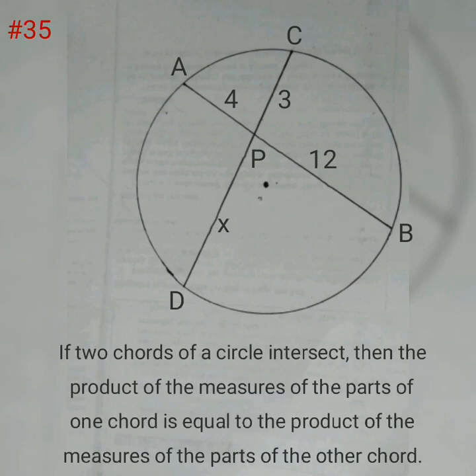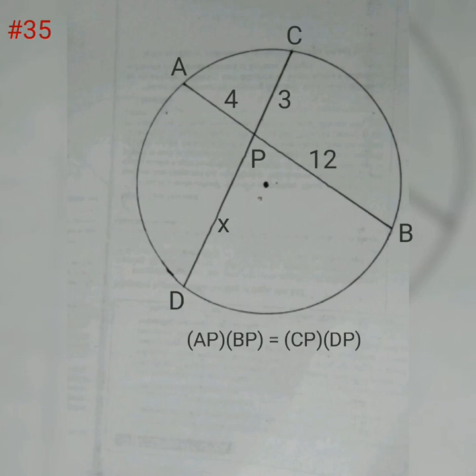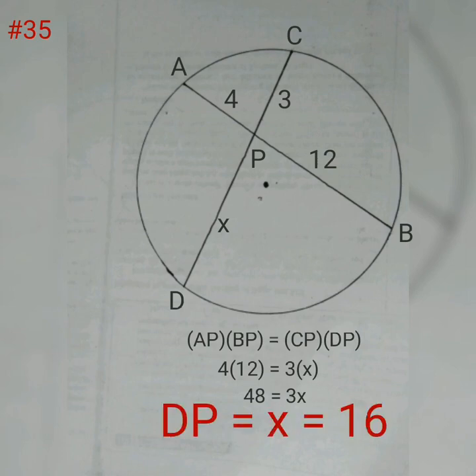If two chords intersect, then the product of the measures of the parts of one chord is equal to the product of the measures of the parts of the other chord. The product of AP and BP is equal to the product of CP and DP. This will be 4 times 12 is equal to 3 times x. So, 48 is equal to 3x. By dividing both sides by 3, x is equal to 16, or DP is equal to 16.